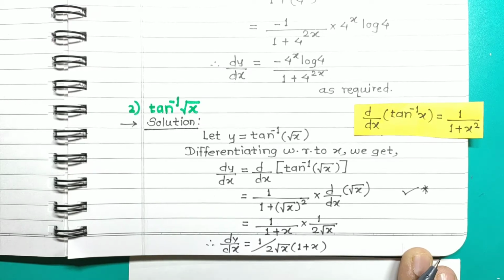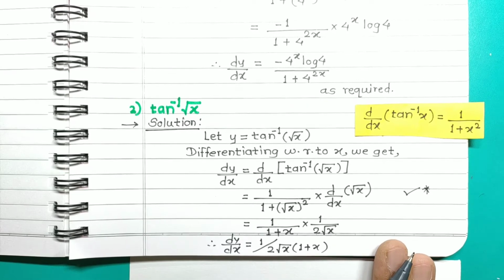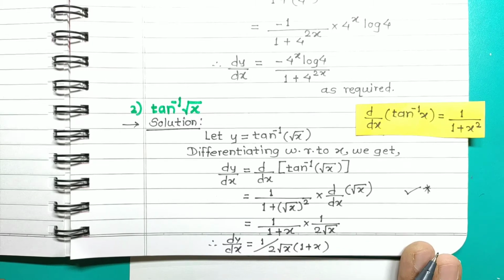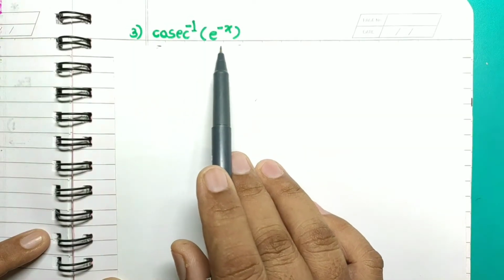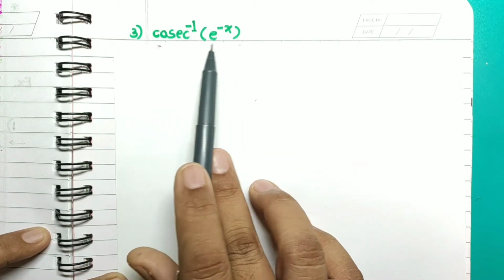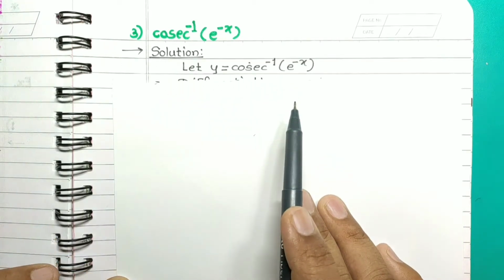See, both the examples are very simple and we have just used chain rule to evaluate their derivatives and also standard formulae to evaluate derivatives of inverse trigonometric functions. Then the next function is cosec inverse of e raised to minus x. So we have to find out the derivative of this function. In the solution, let's consider this function as y.